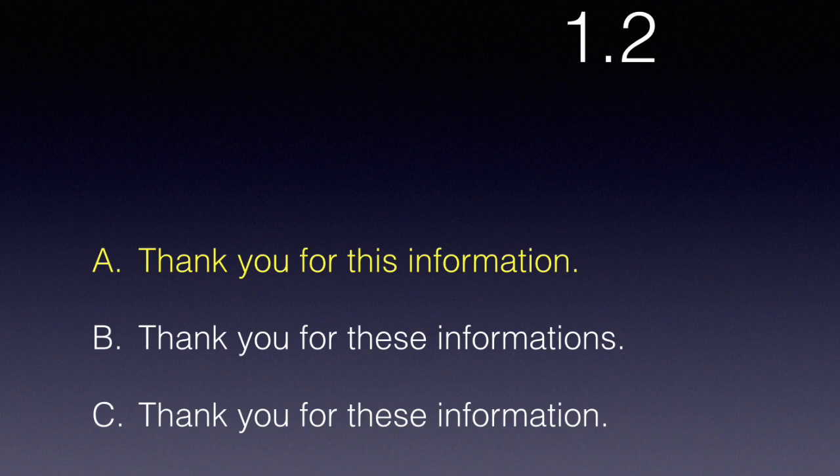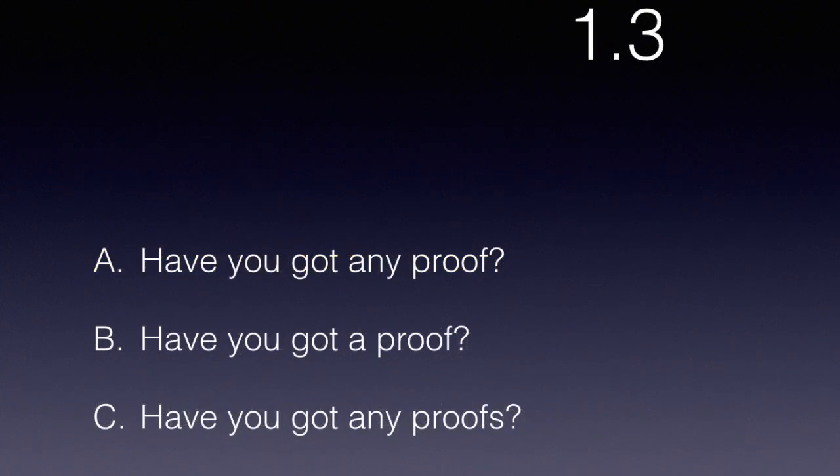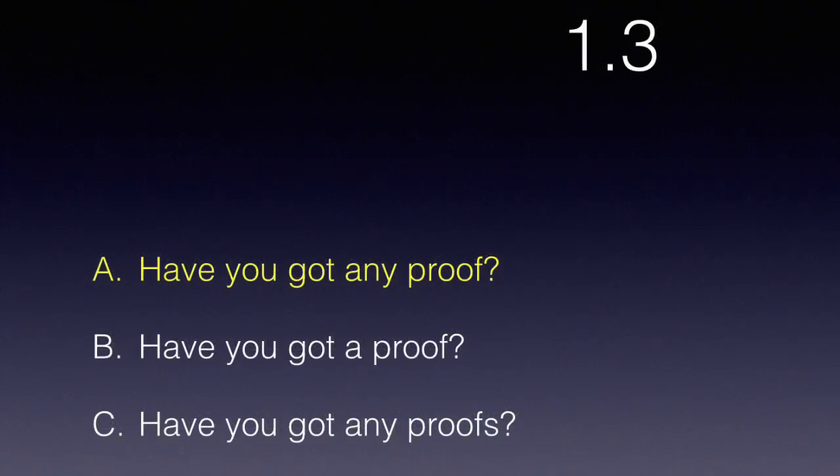The same is true for information. Thank you for this information, it was useful. Thank you for this piece of information, or for these 3 pieces of information, if you have to. Notice it's never plural, so even C is incorrect. The same is true for proof. Okay, so have you got any proof, or have you got any pieces of proof?